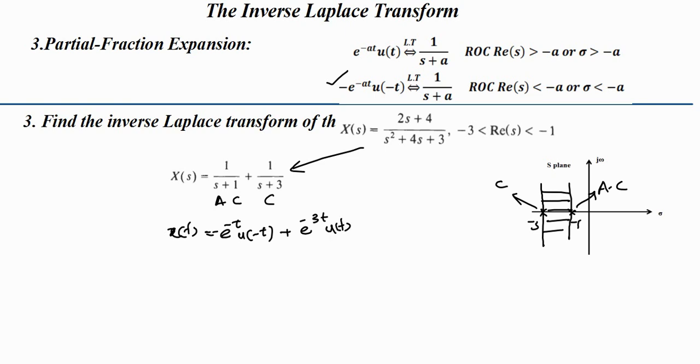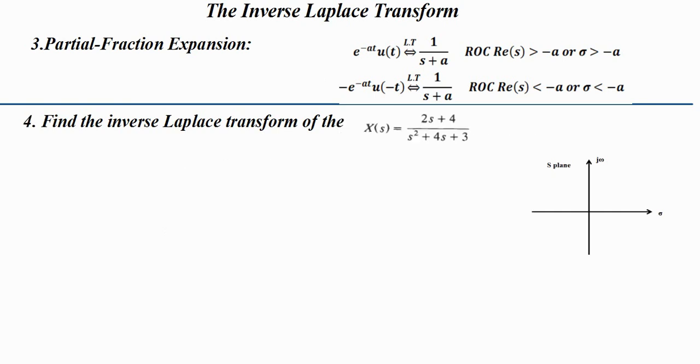So one part is anti-causal and this is causal. So overall, the signal is a non-causal signal. It contains both the positive and negative sides. So this is non-causal. Okay.